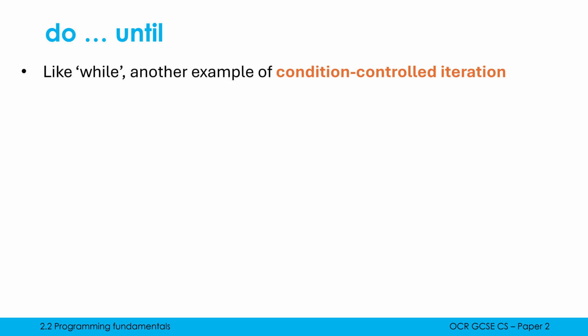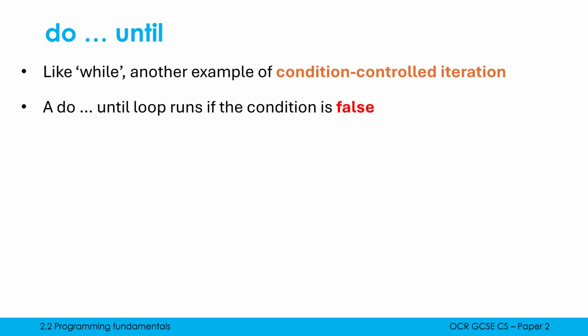So like a while loop, which does exist in Python, of course, this is another example of condition controlled iteration. We've got one type of count controlled iteration, for loop. We've got two types of condition controlled iteration, while and do until. So if it's doing the same purpose, how is a do until loop different to a while loop? Well, in terms of the condition, it's framed in the opposite way. So a do until loop runs if the condition is false, whereas a while loop runs if the condition is true. So if you're ever converting between the two, you've got to flip your condition to be the opposite.